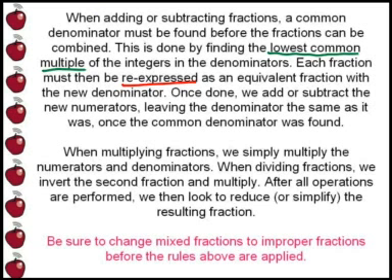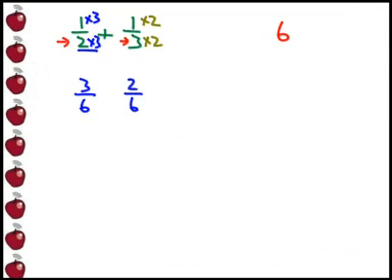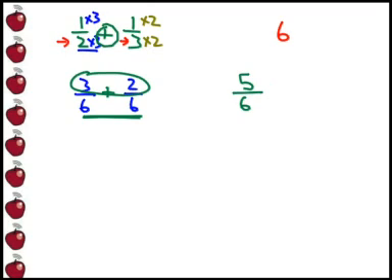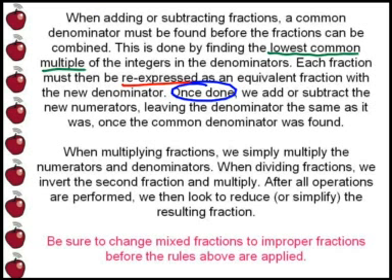of 1 over 3. Then they say, once done, we add or subtract the new numerators, leaving the denominator the same as it was once the common denominator was found. So what they're saying is, now since we have a plus there, we still have the plus there, we only add the numerators. 3 plus 2 is 5. We leave the denominators the same. We don't add them together as well. So we've got 5 over 6.